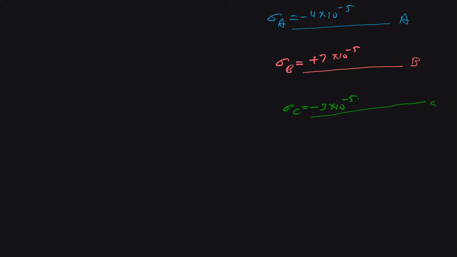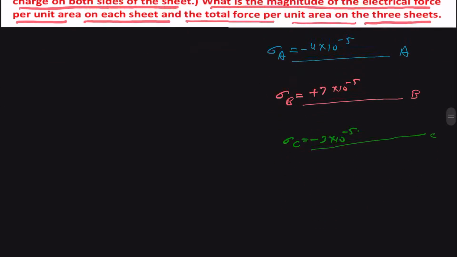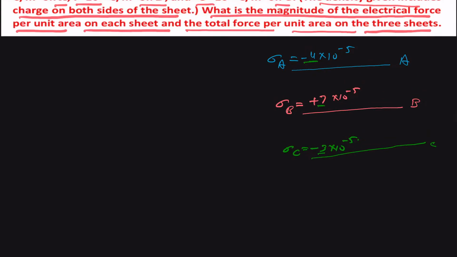And we have to find out the magnitude of the electric force on each of the sheets. And we have to remember, if you look closely, this is -4 and this is -3. So -4 -3 is -7, and this is 7. So it means the summation of all these charge densities, A, B and C, is equal to 0. That's from the question itself we can see.